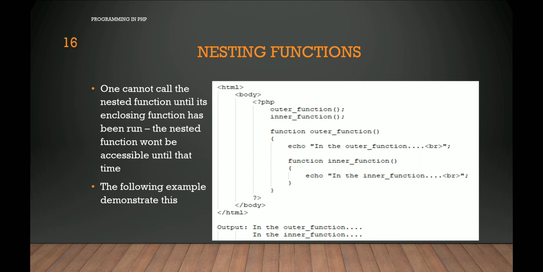Next one is nesting of function. Nesting of function means a function contains another function, which is referred to as nesting of function or nested function. One cannot call the nested function until the function that includes it has been run. The nested function won't be accessible until that time. This is the example for nesting function. Here the PHP code contains a function, and the function contains another function within itself.